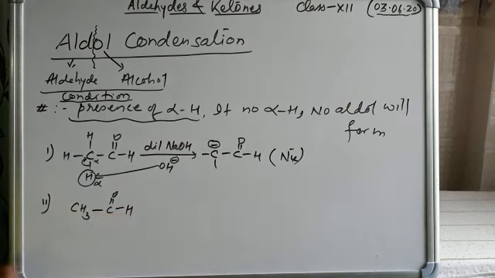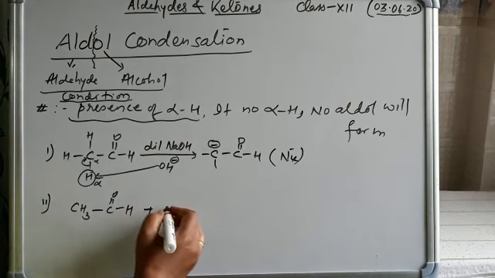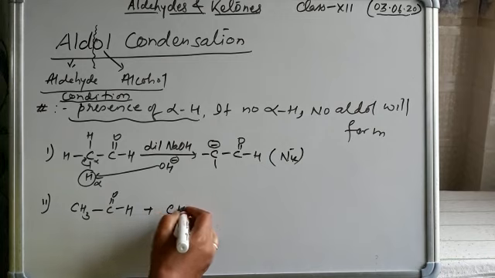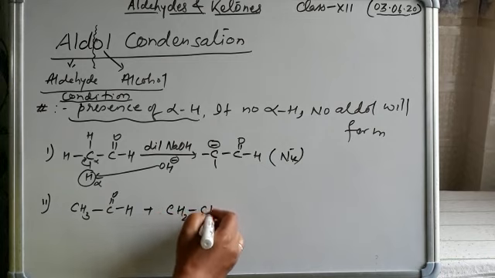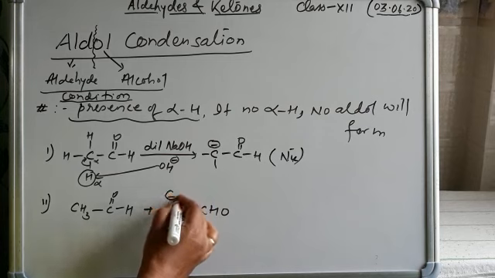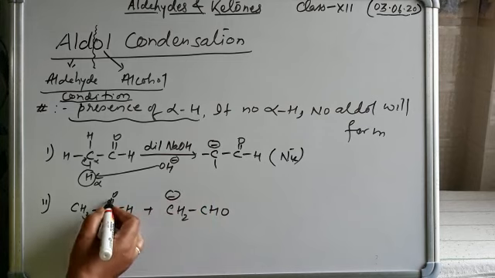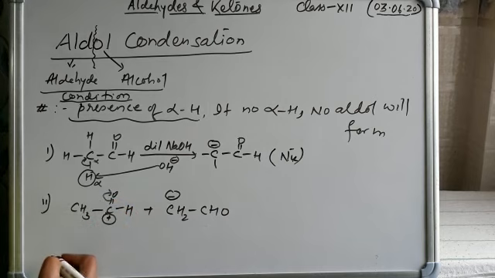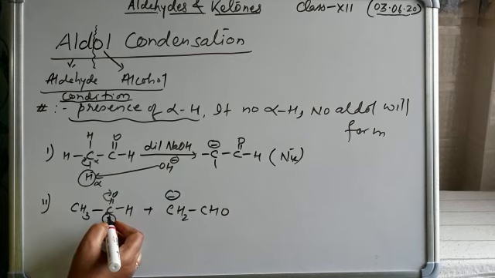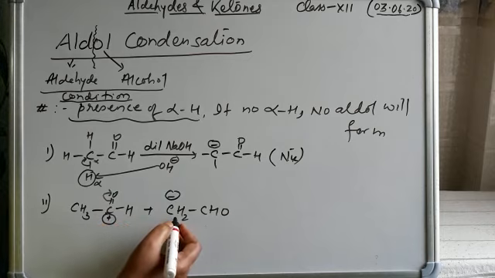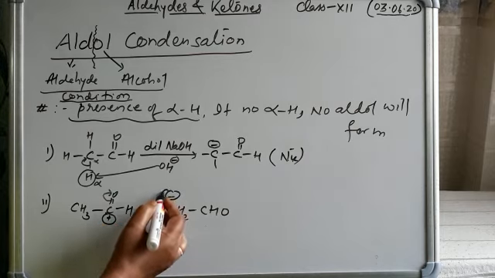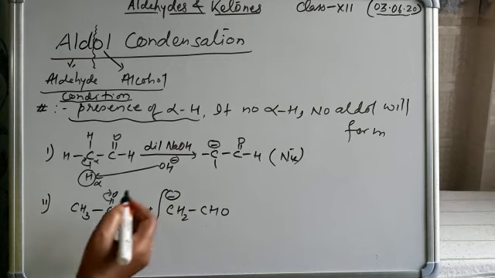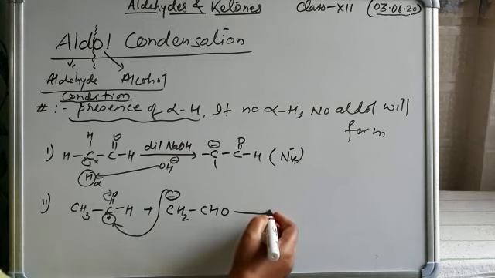A second molecule of aldehyde takes part in this reaction. Here is the nucleophile, and when pi electrons are attracted towards the more electronegative atom, there will be formation of a positive charge, meaning electrophilicity is generated. This is the electrophile and this is the nucleophile. So nucleophilic attack takes place, and what happens?